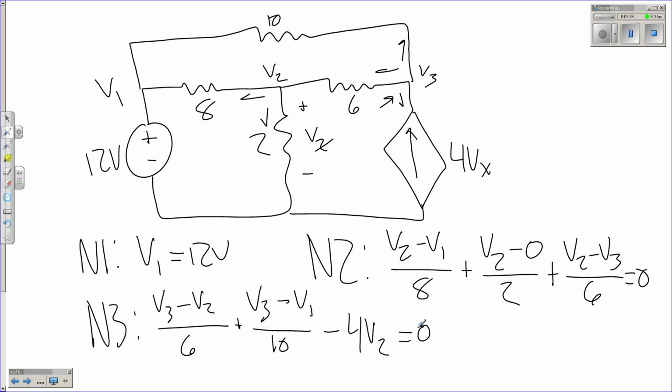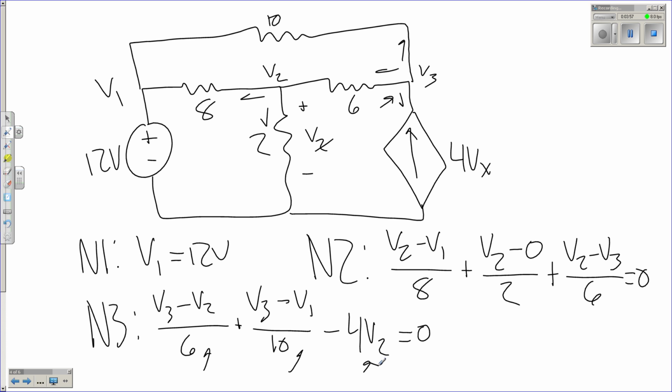So for this current source, this is actually pretty easy, right? All I had to do was realize that Vx is equal to V2. Sub that in. And since this is just an application of Kirchhoff's current law, where this is a current, this is a current, and this is a current, all we had to do is just sub that in.